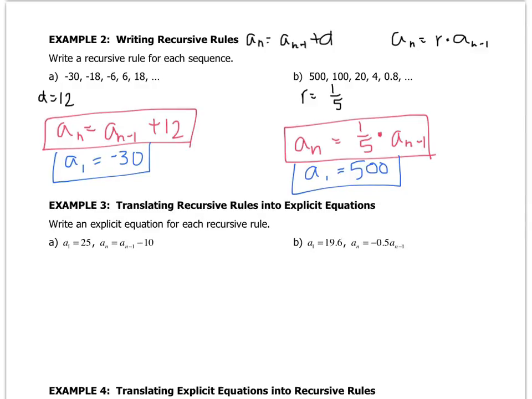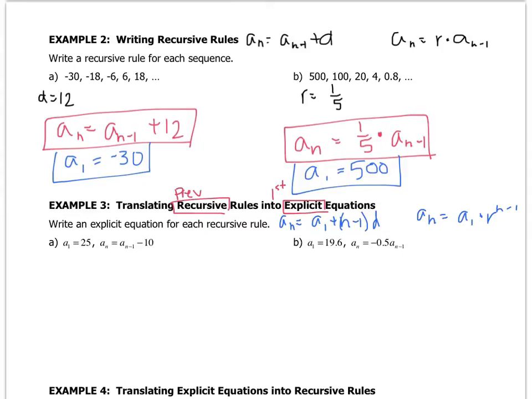Another thing that you can do with recursive rules is turn them into explicit equations. And remember, we had two explicit equations. For arithmetic, it was a sub n equals a sub 1 plus n minus 1 times the difference. Or for geometric, it was a sub n equals a sub 1 times r to the n minus 1. And the difference between explicit and recursive is that explicit is based off of the first term, where recursive is based on the previous term.